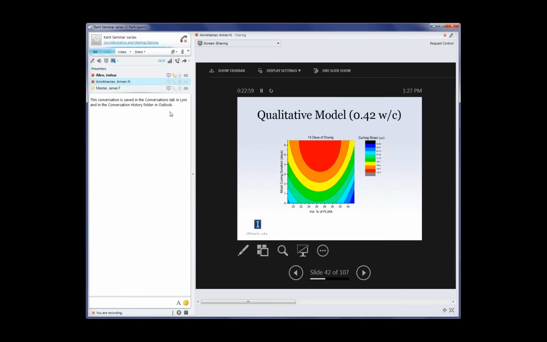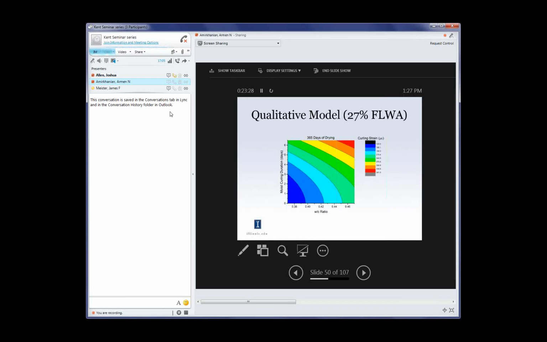And then as we go to 14 days, that effect is sort of shifting. You can see that at higher curing durations, for any amount of light weight, you get more curling strain than you do at low curing durations. At 90 days, it starts sort of flattening out a little more. And at 365 days, you have a pretty steady state.